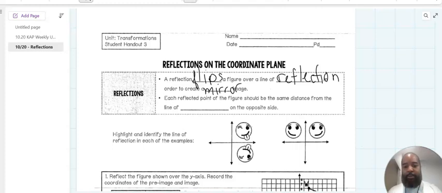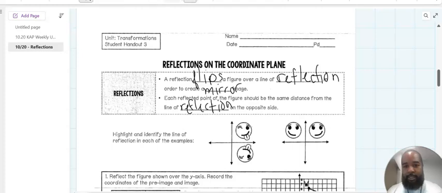It's a mirror image. So if I'm looking at these images below, and I see this smiley face here, it looks like they're looking at each other. This one as well looks like they're looking at each other. So each reflected point should be the same distance from the line of reflection, and this is important to know, on the opposite side.